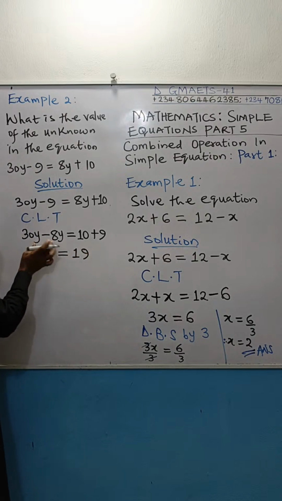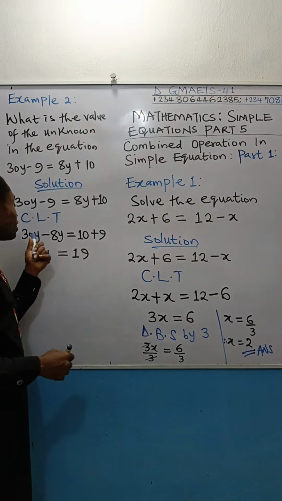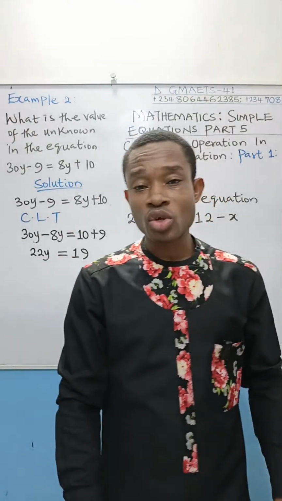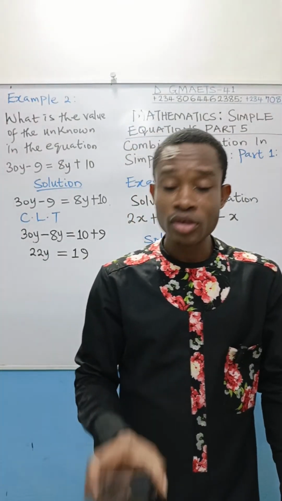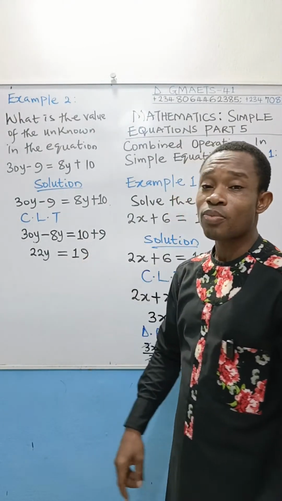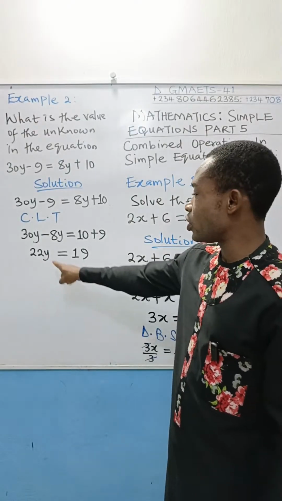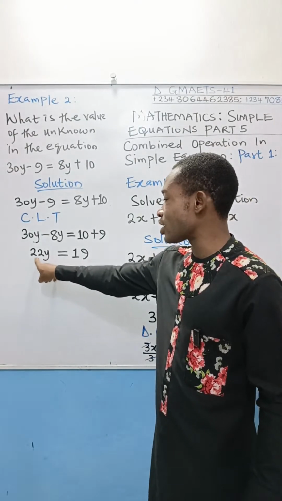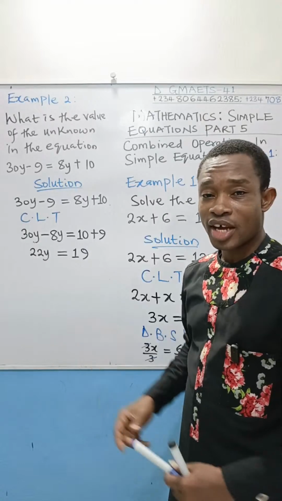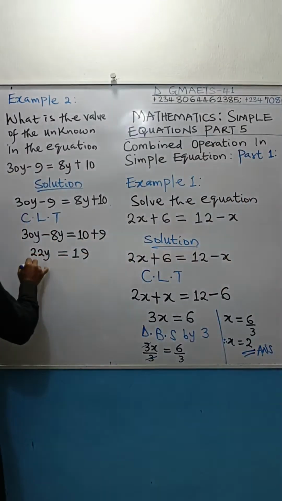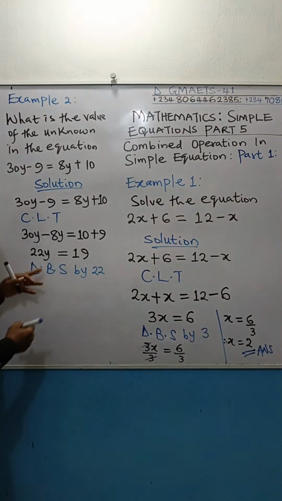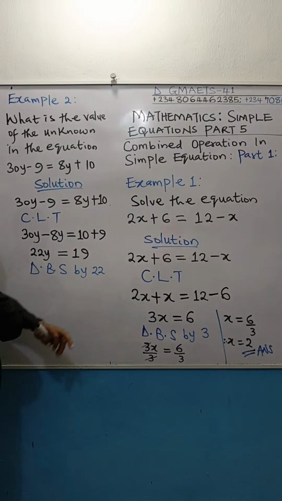So on the left-hand side, simplify what you have there. 30y, remove 8y from it, just like you have 30 oranges and you are told to remove 8 oranges from it. You are going to get 22 oranges, so 22y. That's going to be equal to 10 plus 9, which is 19. At this point, you are looking for y. This y has a coefficient, which is 22. So to get the value of y, you divide both sides by 22. Divide the left-hand side by 22, divide the right-hand side by 22.